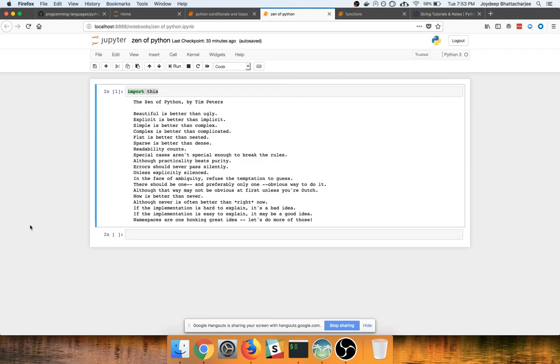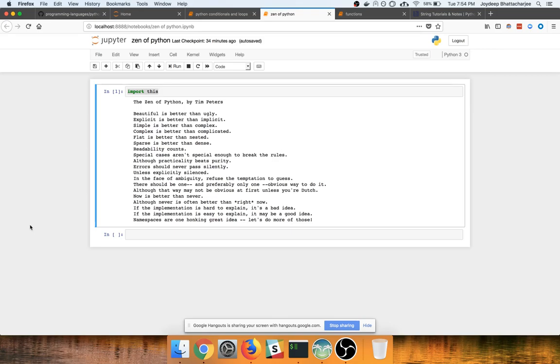Moving on. Flat is better than nested. Any comments? What exactly is this? Stuff should be on the same level as much as possible. You should not nest. For example, you may have seen code where they write an if inside an if, and it goes into deeper and deeper nesting. So you should try to keep it not nested. It is kind of similar to the second one, which is explicit is better than implicit.